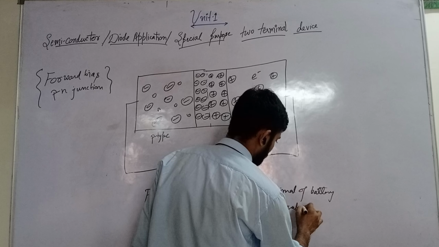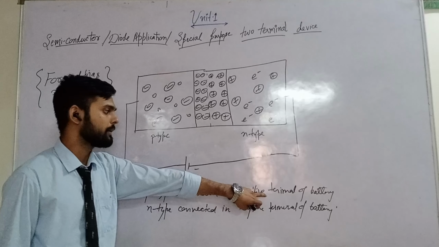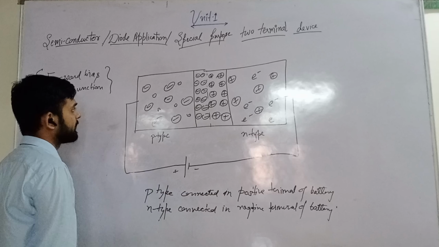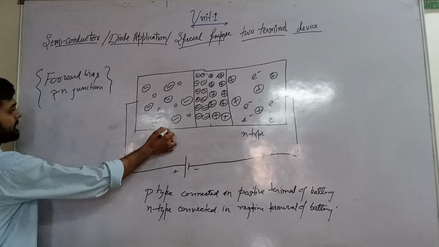In this condition, if the P type semiconductor is connected to the positive terminal of the battery and the N type to the negative terminal, we say that this is forward bias. The P type semiconductor has holes high and the N type has electrons high. If the battery is connected this way, electrons pass through and jump across. This is the working phenomenon of forward bias of a PN junction.